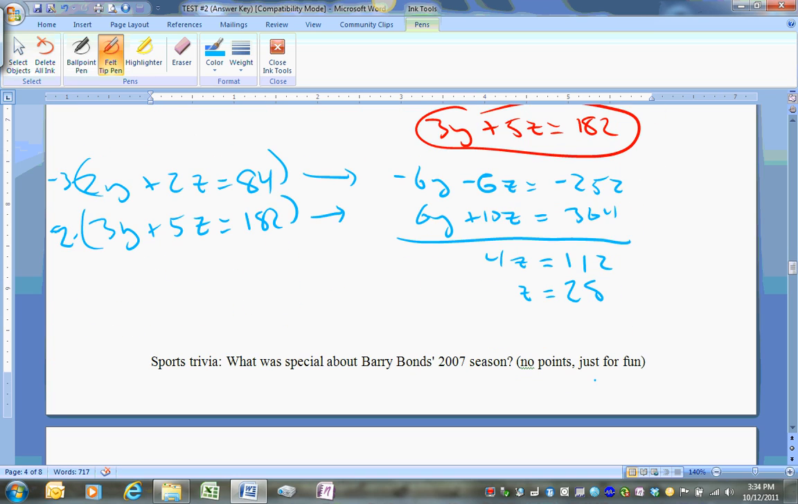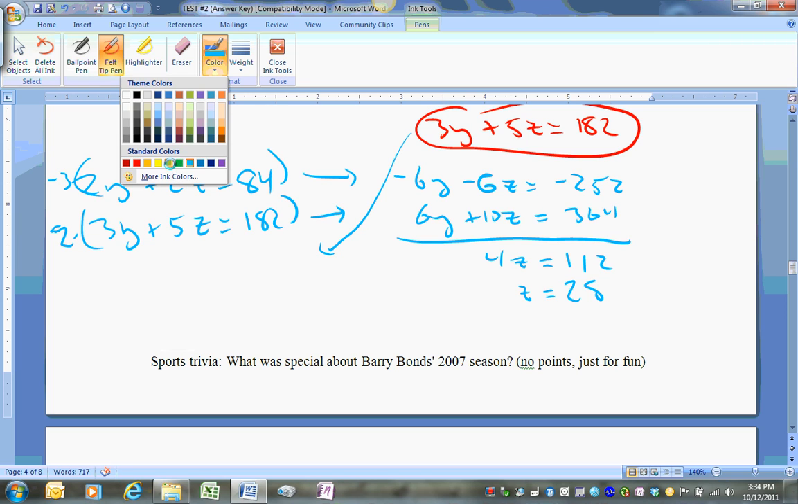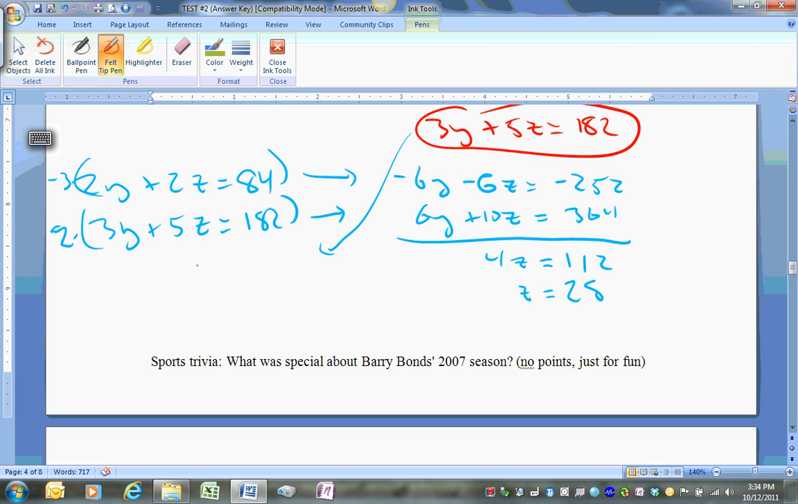So you get Z, then let's use green. Then you can get Y. Say we do 3Y plus 5 times 28. You have to be very methodical about this. That's 140.